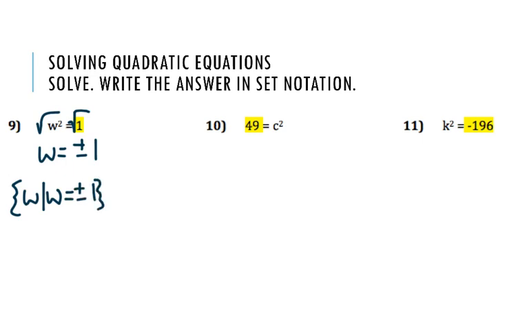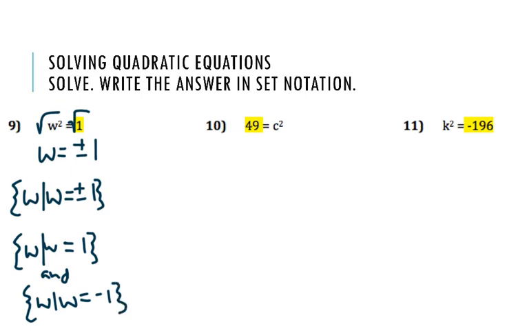Or we can write it in two set notations and say that the set w such that w equals 1, and I'll put an and in here to make sure this is clear, the set w such that w equals negative 1. And those have to go together to make it complete.